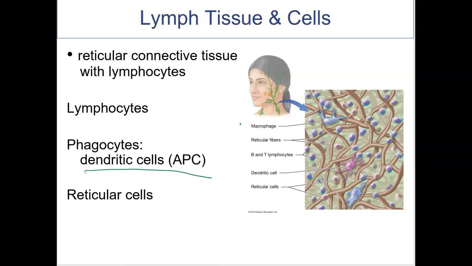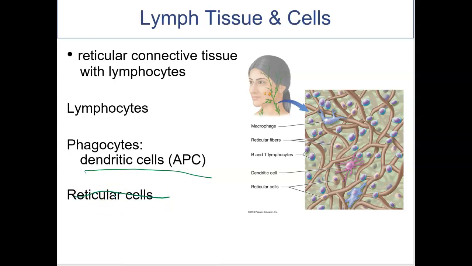And there's a certain cell coming up. It's called a dendritic cell. And you'll see it says APC. That stands for antigen presenting cell. So these are cells that are really important, especially for our T lymphocytes or T cells to work properly. This picture shows reticular cells. Not really too concerned about that.